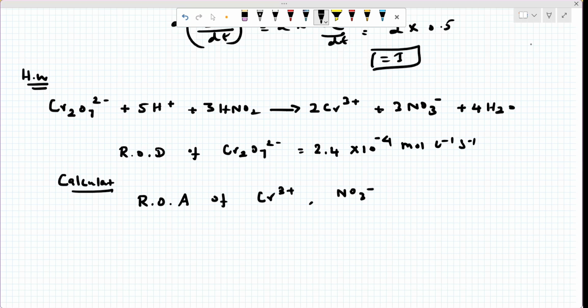Okay, this is the question. They have given the rate of disappearance of Cr2O7. Using that data, we need to find out the rate of appearance of Cr3+ and NO3-. Do this question and share the answer in our WhatsApp group. I will go for the next concept.